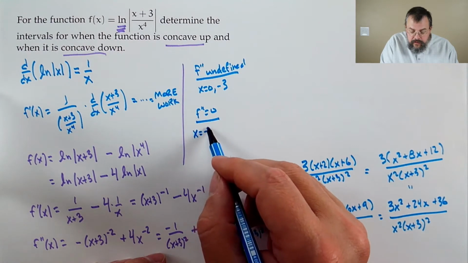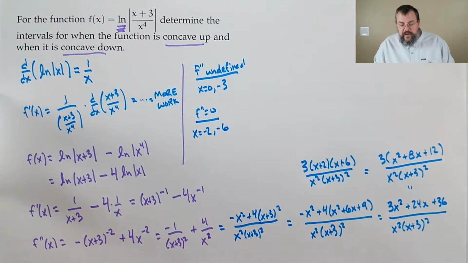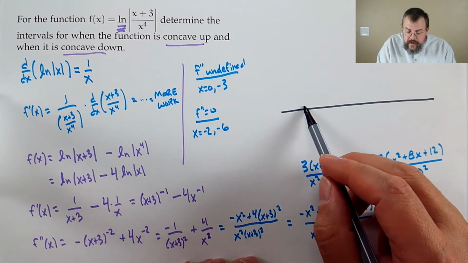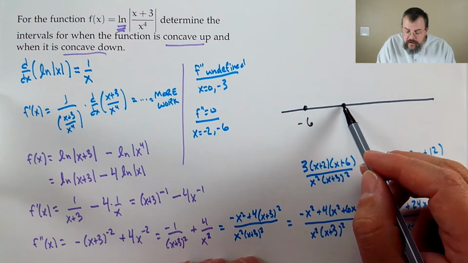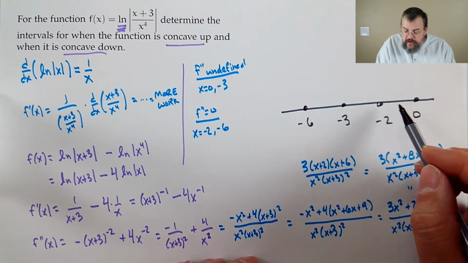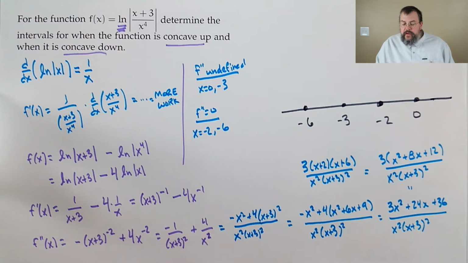So that makes our list. Good, good. So what happens next? Well, the next thing for us to do is say, look, we know the important points as far as the second derivative goes. It's the ones that we've listed here. So we need to draw our number line. And let's see, -6, -3, -2, 0. And now what we do is at every single point, we say what happens to the value.